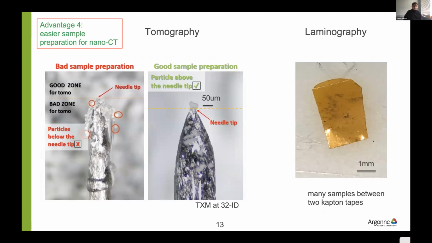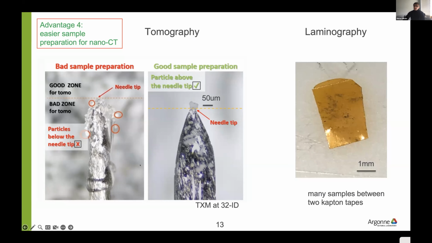Okay, so the next advantage is easier sample preparation for nano-CT type techniques. If you've done an experiment at 32ID with the transmission X-ray microscope, you probably remember that it is always difficult to mount your samples. We mount samples on the tip of a pin. This is good sample preparation on the right side. You see the sample size is 50 micron, and it's very difficult to put your sample on the tip of the pin. If you put your sample somewhere on the border of the pin or somewhere else, it will be really difficult, in fact not possible, to scan this sample in a tomography setup. So this is bad sample preparation.